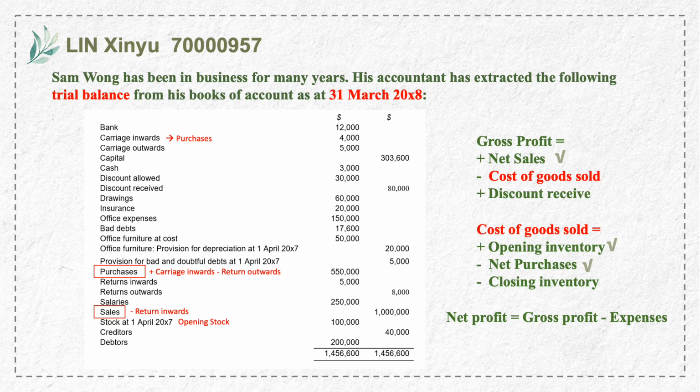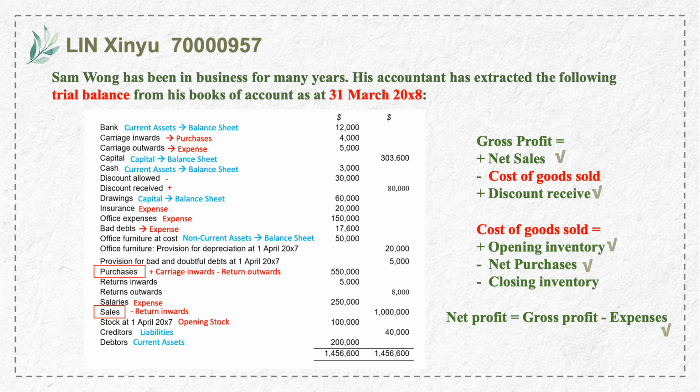And the closing inventory. Closing inventory is not here, so we should find it in the additional information. And we should add the discount received on the income statement. In order to get the net profit, we should use gross profit minus expenses. So we should find all the expenses and subtract them from gross profit. And the others are about capital and liabilities. We should use them on the balance sheet, not the income statement.